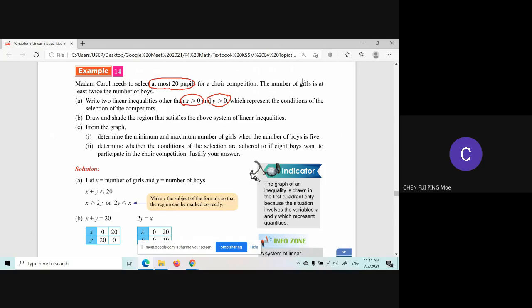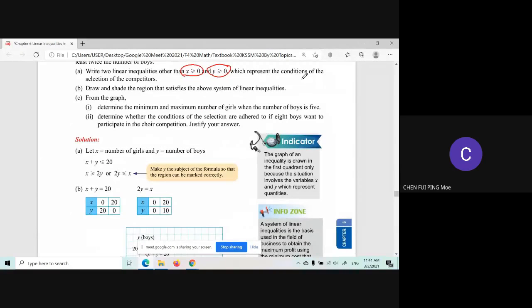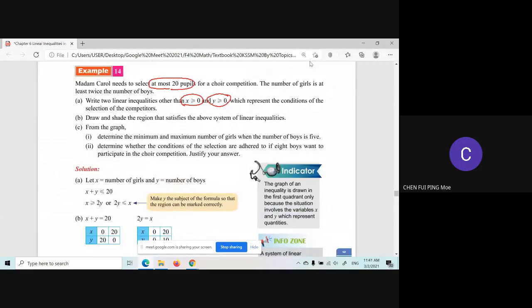So X and Y, you need to decide which one is girl, which one is boy. Let's say we let X equal the number of girls, Y equal the number of boys. So first information, at most 20 people. So X plus Y, at most, maximum 20. So less than or equal to 20. So the first inequality is already done.